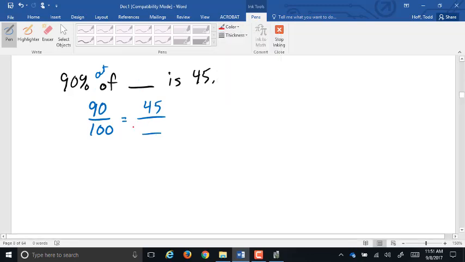So now if you want to put in the x and cross multiply and solve, you can. We're going to cross multiply here. 100 times 45 is 4,500. It would be 90x equals 4,500, or just divide by 90 is 50. So 90% of 50 is 45.